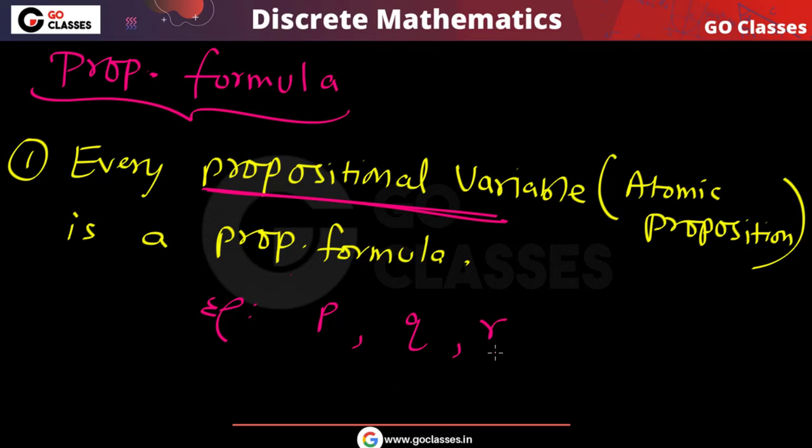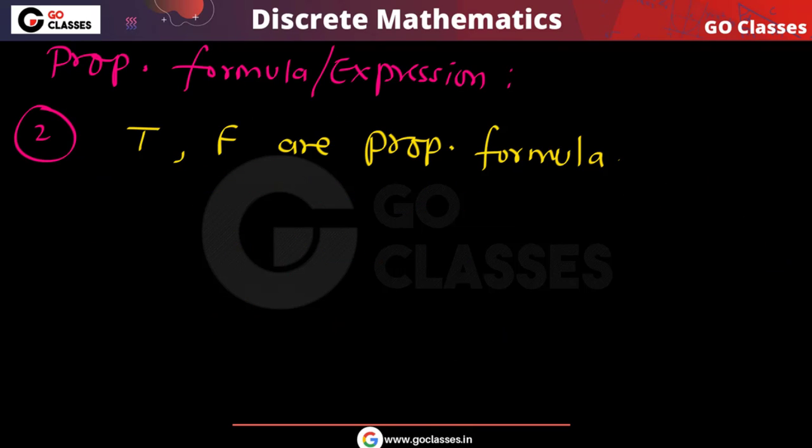What next? True and false, T and F, are also propositional formulas. What else? If anything is a propositional formula, then using logical connectives we can create new propositional formulas.